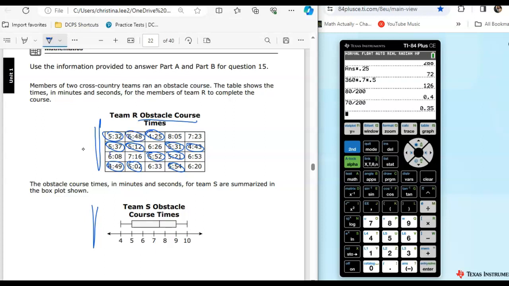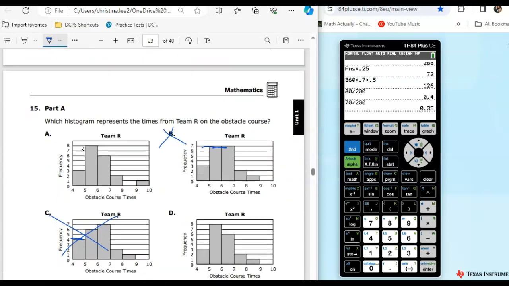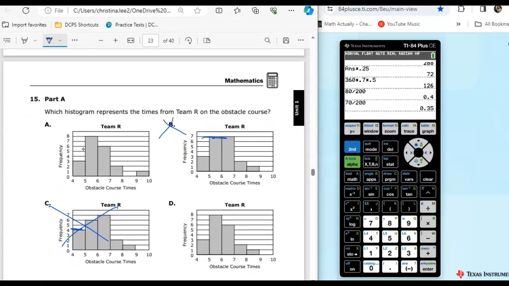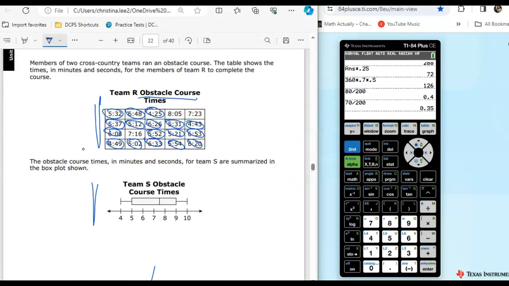Let's look now at 6 and 7. 1, 2, 3, 4, 5, 6. So there should be 6. Now, interestingly, both A and D have 6 between 6 and 7. So let's look at our other ones. We notice that the difference here is between 8 and 9 and 9 and 10. So let's see how many values we have.